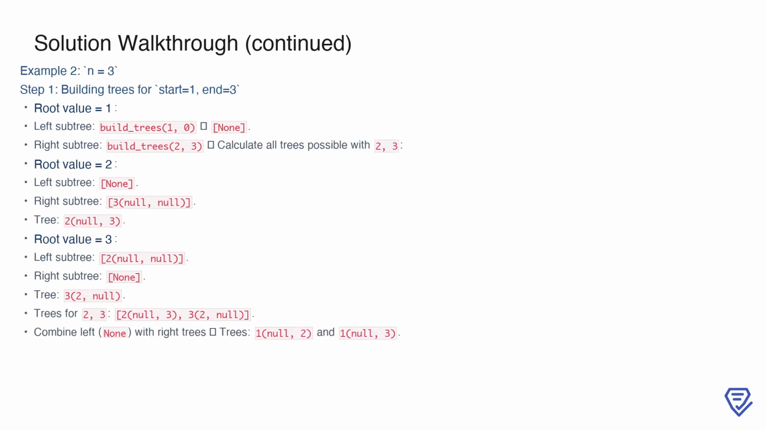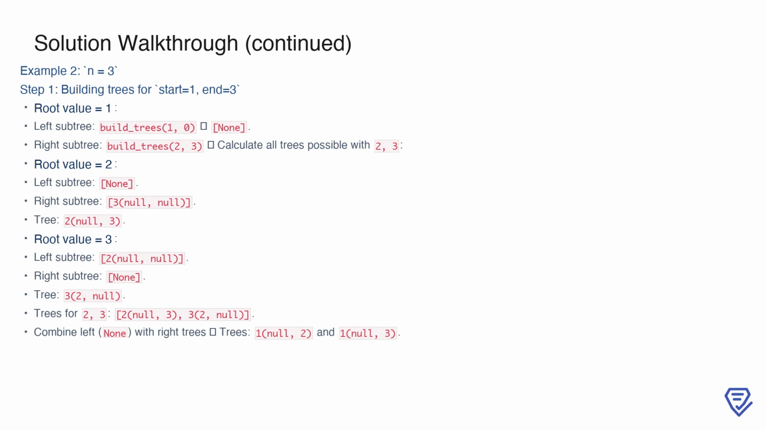When n equals 3, we start by considering 1 as the root. The left subtree has no valid numbers, so it is None. For the right subtree, we calculate all possible trees for the range 2 to 3. If 2 is the root of this subtree, it has no left child, and its right child is 3 with no children, forming the tree 2 with 3 as its right child.